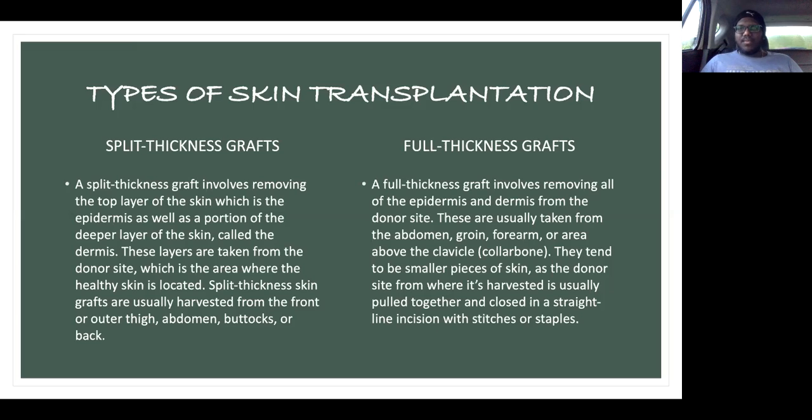Now let's see full thickness grafts. Full thickness grafts involve removing all of the epidermis and the dermis from the donor site. These are usually taken from the abdomen, groin, forearm, or area above the clavicle, which is also called the collarbone. They tend to be smaller pieces of skin, as the donor site from where it's harvested is usually pulled together and closed in a straight line incision with stitches or staples.